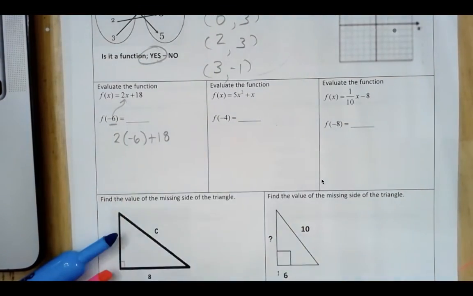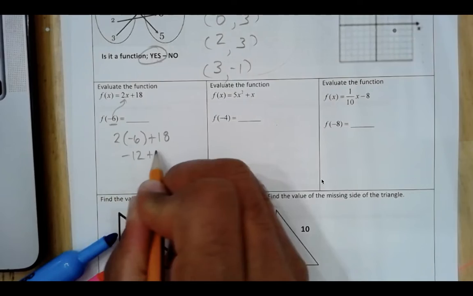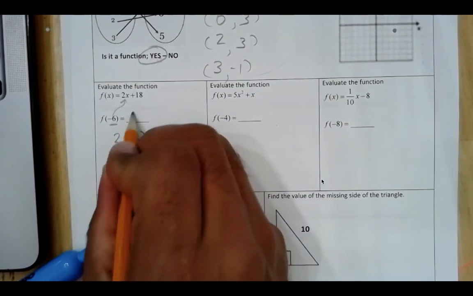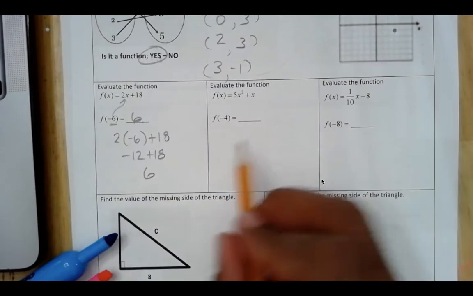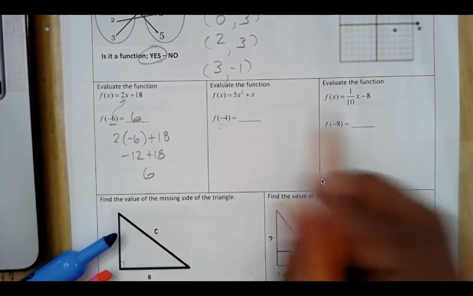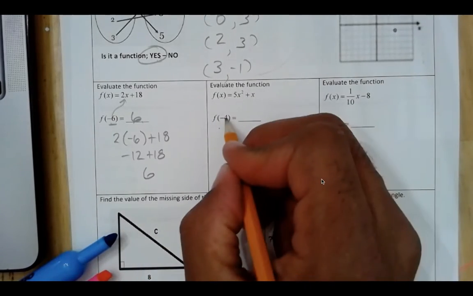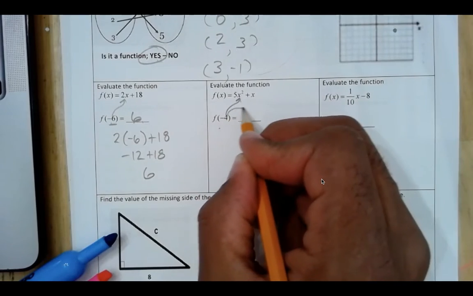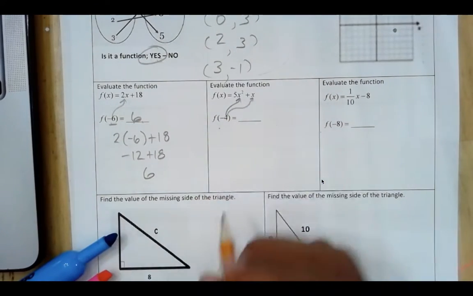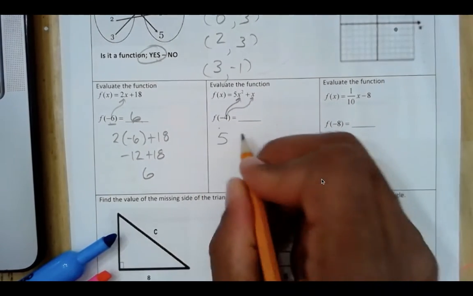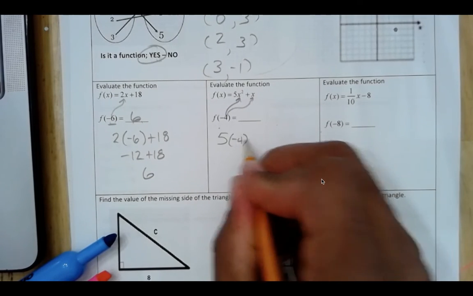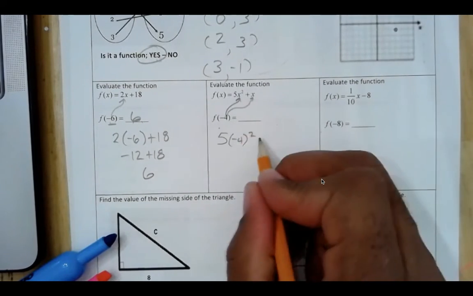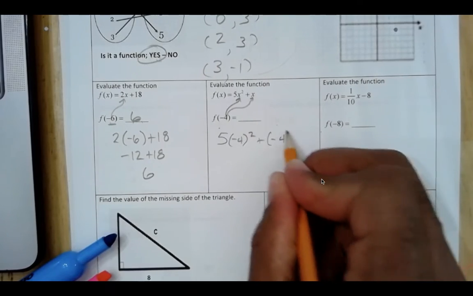So 12 times negative 6 is negative 12, and then I add 18 and negative 6. So that's the output. You're given the input, you got to find the output. We're given the input on all of these, okay? So again, I'm going to plug in that x value not only to this x, but both of them, because I always plug into both x variables. So negative 4 squared, then plus negative 4.